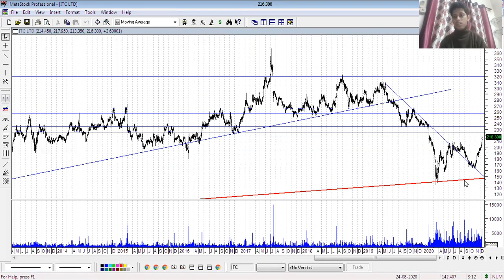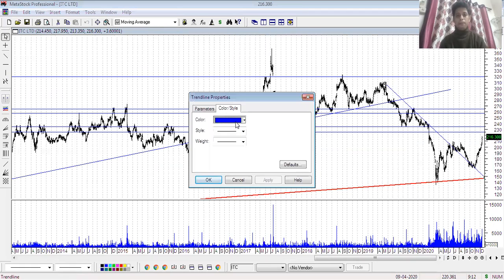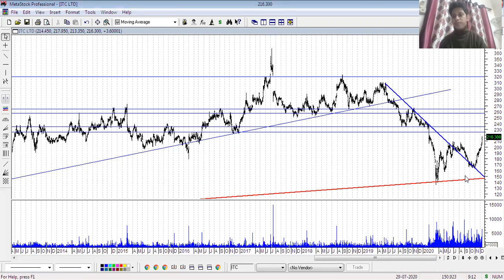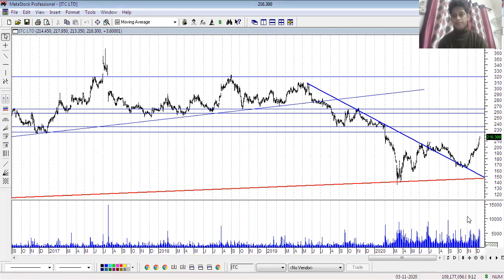And this is the downtrend line. It broke these levels at around 207 levels and then fell, took support again at this downtrend line, and then rose again. So from 142 levels, ITC is taking support and trying to start the upward direction and uptrend.